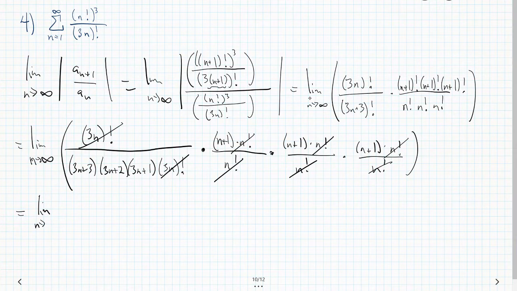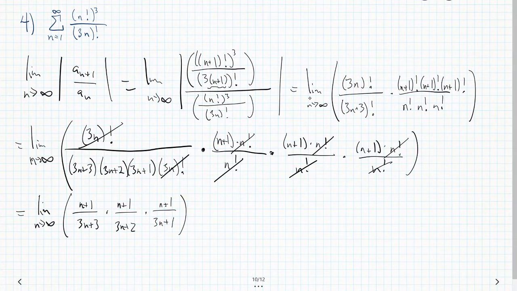Limit as n goes to infinity. And what I would do is I'd probably just group them. You can do n plus 1 over 3n plus 3, and then you could do n plus 1 over 3n plus 2, and then you could do n plus 1 over 3n plus 1, right, since you have 3 of each in the numerator and denominator.